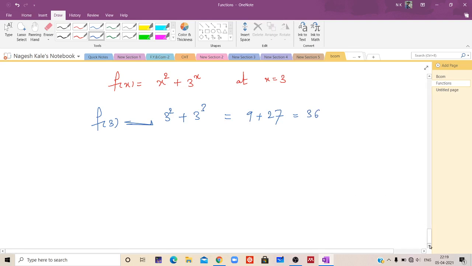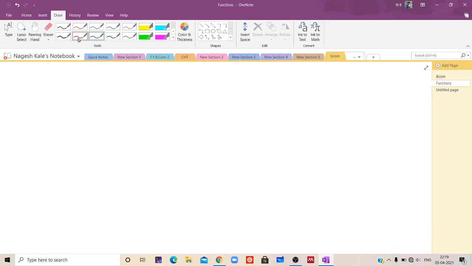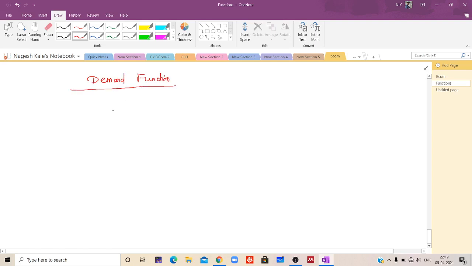After discussion of these functions in detail, now I can go and start some interesting and important functions in our syllabus. The very first function that is very interesting and very important too is the demand function, right? Now let us talk about this. What is the demand function? It is the function between price and demand. So what is the relation between price and demand?